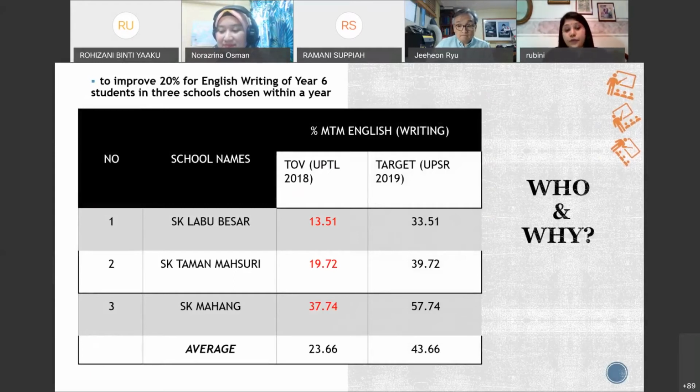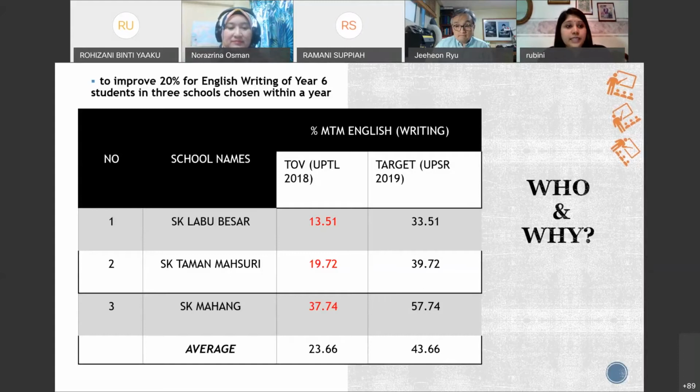There are a few reasons why these schools were chosen. Number 1 is the enrollment of the students. These are the three schools with large enrollment, a large number of students enrolling. We found out that these three schools are actually very good, but the issue might be the techniques that they use. So we plan to help them by coaching them on the suitable techniques. That's the reason why we chose these three schools.